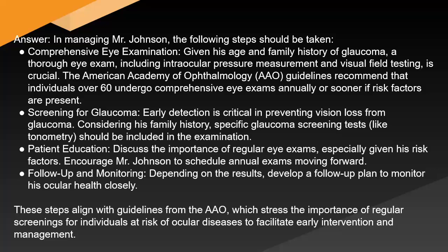Comprehensive eye examination: given his age and family history of glaucoma, a thorough eye exam, including intraocular pressure measurement and visual field testing, is crucial. The American Academy of Ophthalmology guidelines recommend that individuals over 60 undergo comprehensive eye exams annually, or sooner if risk factors are present. Screening for glaucoma: early detection is critical in preventing vision loss from glaucoma. Considering his family history, specific glaucoma screening tests like tonometry should be included in the examination.